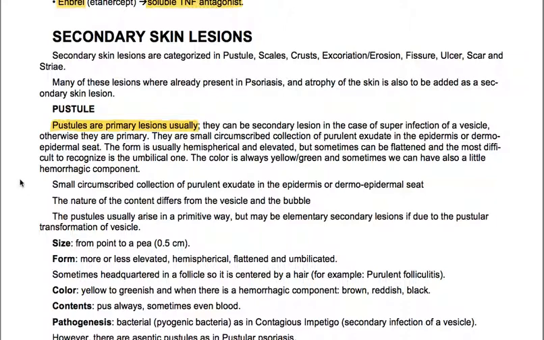Small circumscribed collection of purulent exudate in the epidermis or dermoepithelial sheath. The nature of the content differs from the vesicle and the bubble. The pustules usually arise in a primitive way, but may be elementary secondary lesions if due to the pustular transformation of a vesicle. The size can be from a point to 0.5 cm. The form can be more or less elevated, hemispherical, flattened, or umbilicated.